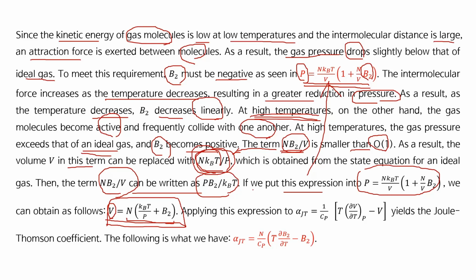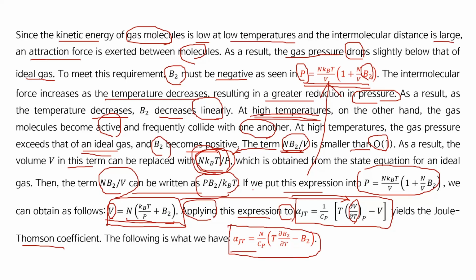Now applying this expression into here, that's alpha JT. So we can obtain dV/dT using this relationship. Then we can have the Joule-Thomson coefficient like this equation. So that is the Joule-Thomson coefficient for the Joule-Thomson process.